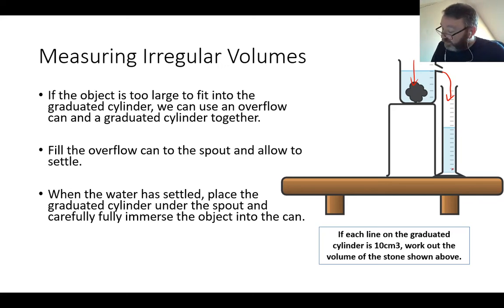Yes, I can. 10, 20, 30, 40, 50, 60, 70, 80, 90, 100, 105. So that is 105 centimeters cubed, and the graduated cylinder doesn't lie. So again, measuring from the middle, we can't really see a meniscus here, but if we had one, we'd measure it from the middle. Okay, good.